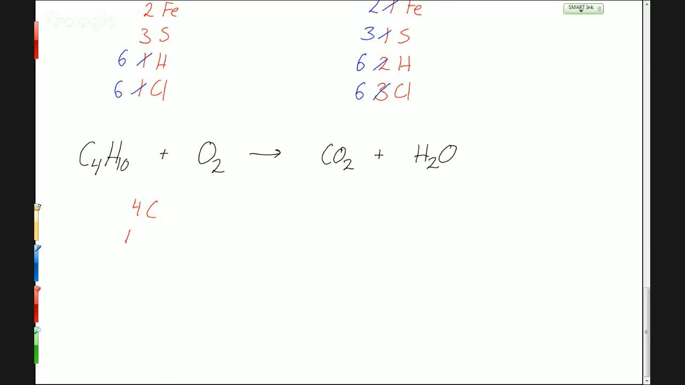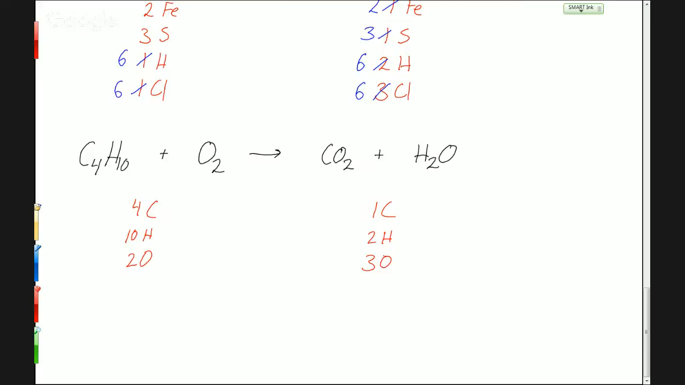So I've got 4 C4H10 and O2 yields CO2 and H2O. So you got something like that? All right, I'm going to do my card. Now this one, there is one rule about what you should do first. And that rule is if an atom appears in multiple molecules on the same side, save it to last. So in this case, it's oxygen, because we have 2 on the left and 3 on the right.